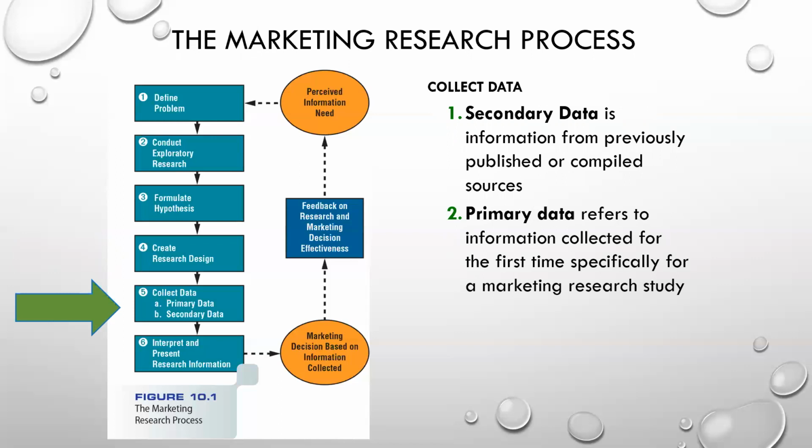Secondary data is information that is secondhand. It's already been published or compiled for some other reason. Remember, we looked at the census, the US Census in class. That is a perfect example of secondary data. It's already been collected. Primary data refers to information collected for the first time, and it's specifically for the market research that you're conducting.